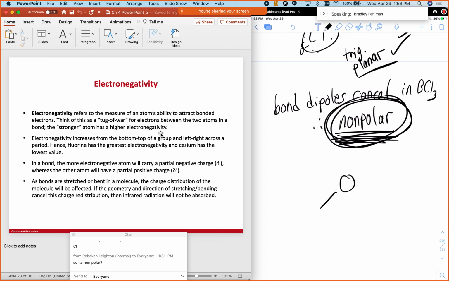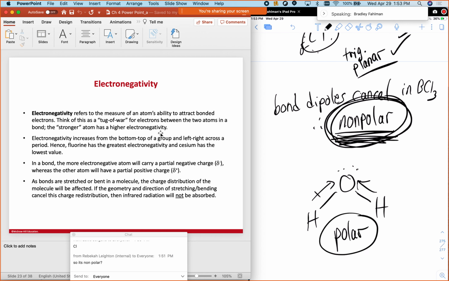So, water was polar again because these were your little dipoles, and they're not 180 degrees from one another, right? So they don't cancel, so therefore polar. Okay, if water were linear, then they would cancel. So this would be nonpolar. And we said we'd all be dead if that were the case.